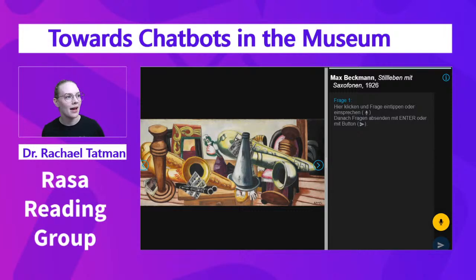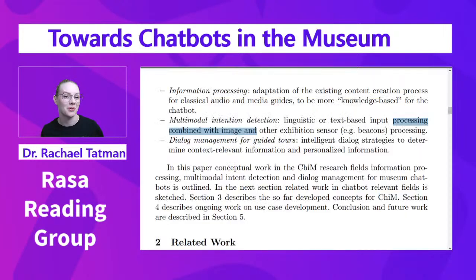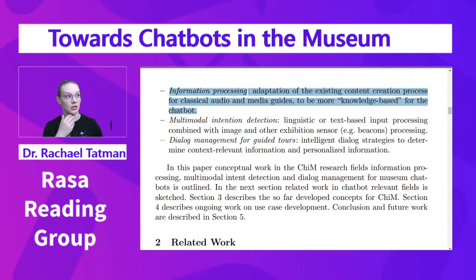Yeah, so there's a lot of things that you could do, but I'm not 100% sure what they're actually doing. And then dialogue management for guided tours. Intelligent dialogue strategies to determine context-relevant information and personalized information. Yeah, so this would be like, what is the person asking, and how do we determine what the correct answer is? And also, how do we take all this information that we have, so both like the audio guides we already have, and also, you know, curator-specific information.